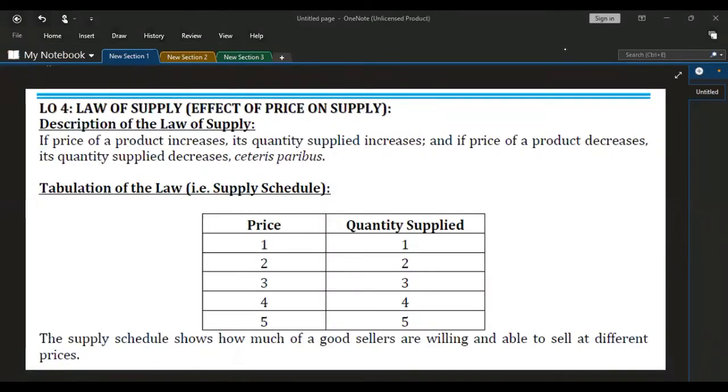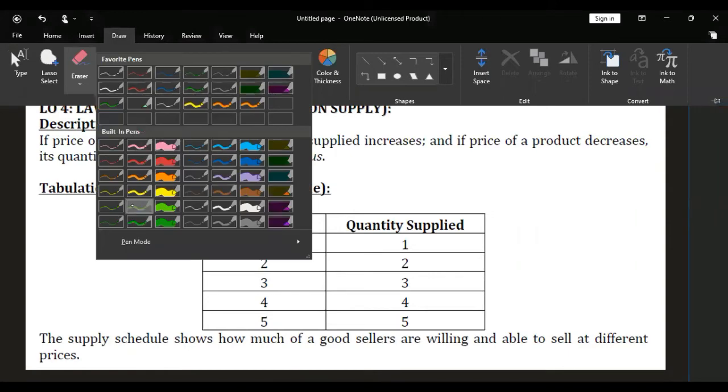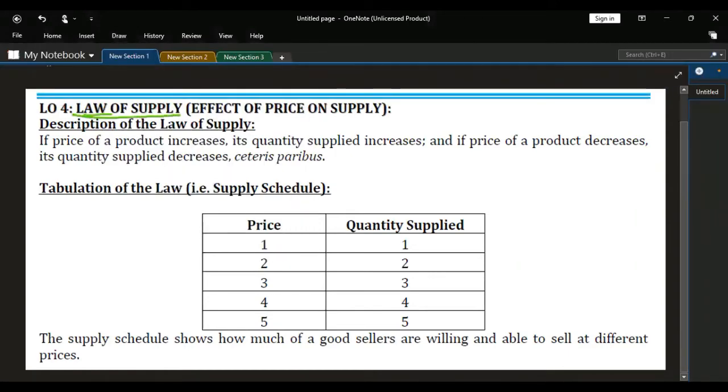I am Jawad Ahmad. Today we are present in our next economics class in which we are going to study what is law of supply, means we are going to study the effect of price on the supply. Along with this, we are going to study a table through which we can explain the concept of relationship between price and quantity supplied.